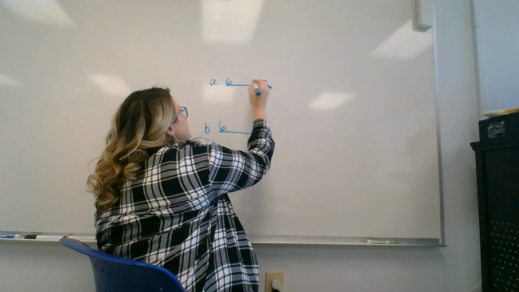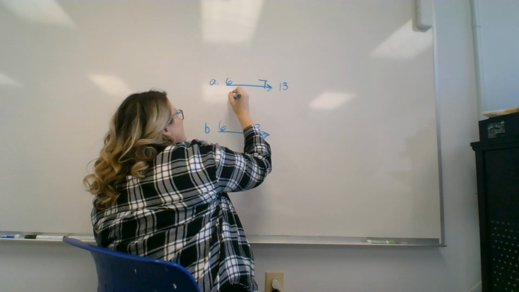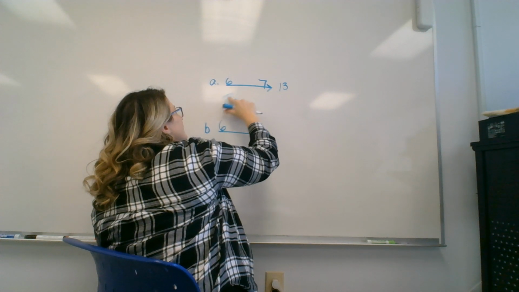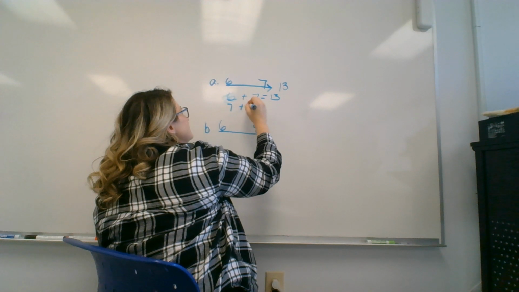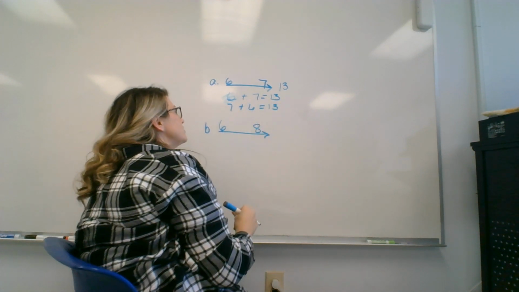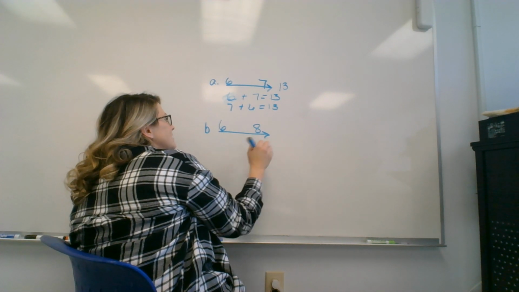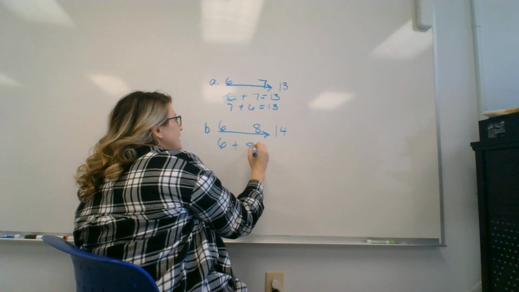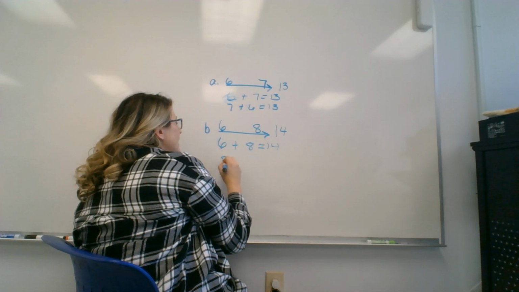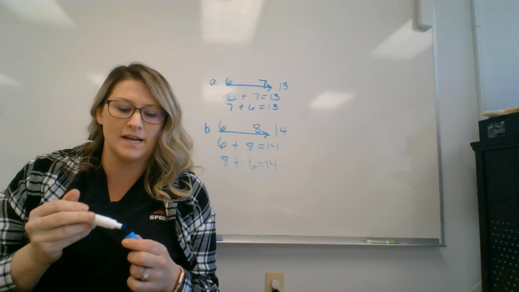All right, so 6 plus 7 is 13. So my number families would be 6 plus 7 equals 13 and 7 plus 6 equals 13. Those are my addition number families. For this one, 6 plus 8, 14. So I have 6 plus 8 equals 14, or 8 plus 6 equals 14. Those are the two addition number families that I can have for each of those problems.